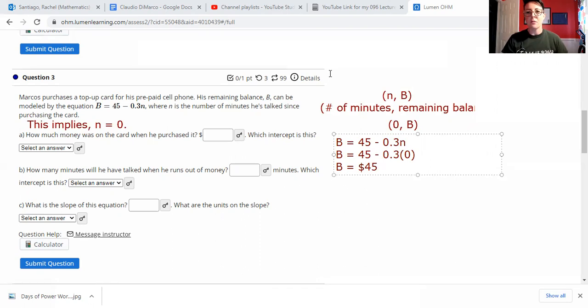So we'll go ahead right here into our Lumen homework and we're going to say how much money was on the card when you purchased it? 45 bucks. It hasn't been used yet. There are no minutes that have been used on this card. Which intercept is this? Well, I want you to think about the fact that we zeroed out N and we have a value for B. We're actually calculating that value for B, which implies that this is a B intercept.